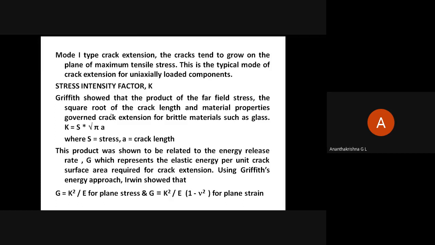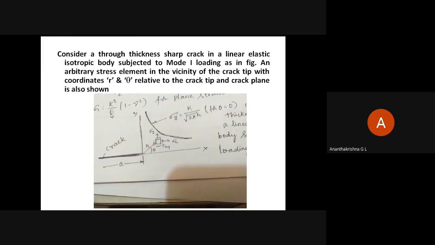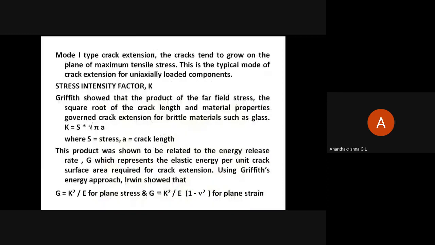Then we come to them one after the other. The first information that is required is the stress intensity factor. Griffith showed that the product of the far field stress and the square root of crack length a, along with material properties, governed the crack extension for brittle materials such as glass or cast iron. The stress intensity factor according to Griffith is given by K = S root(pi a), where S is the stress and a is the crack length.